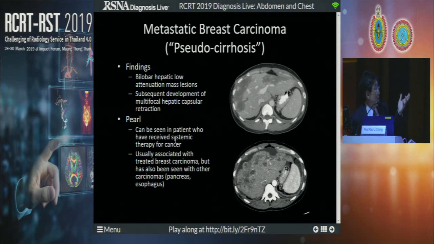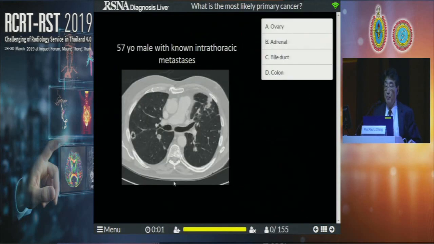It can be seen in patients who have received systemic therapy. A lot of people believe that this is specific to treated breast carcinoma. That is not true. You can see this in almost any treated cancer with intrahepatic metastasis with effective therapy. Okay, so we have seen this in pancreas, esophagus, colon. Breast, yes, you see this the most. But this is an important observation, okay, this post-treatment pseudocirrhosis. Very good.